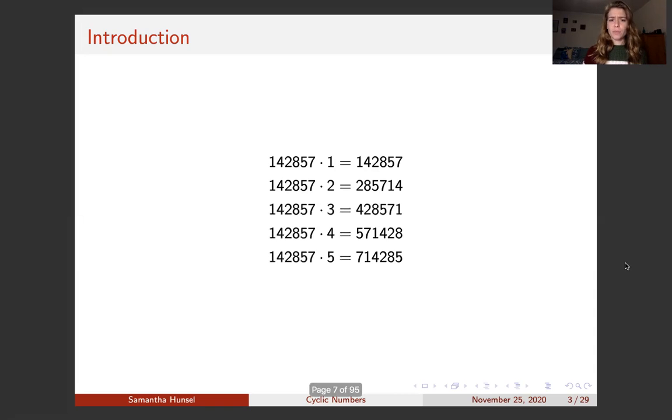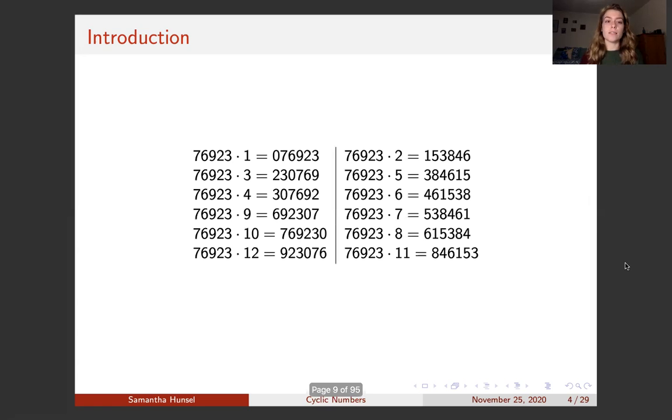Actually, if I multiply 142,857 by the numbers 1 through up to 6, I get the same digits as 142,857, just in a different order. So I get 1, 4, 2, 8, 5, and 7, all in just a different order. It's not the only number that does this. In fact, 76,923 does this, and it does this with two different numbers.